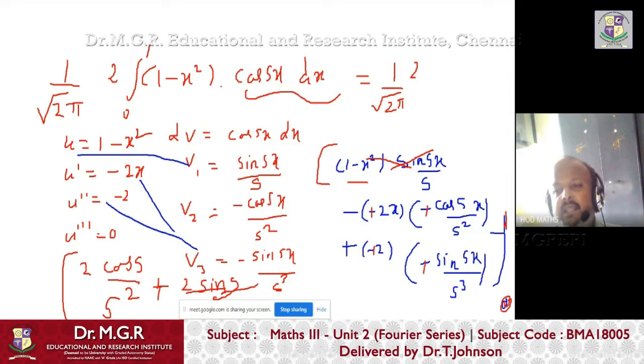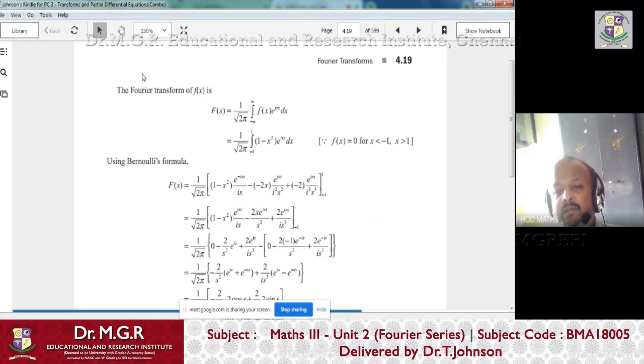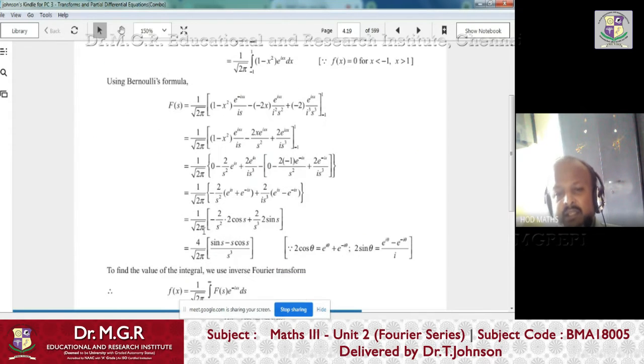Apart from that, we have the constant outside, that is 1 by root 2 into 2. Right? So now you can see sin s by s cube and then cos s by s cube. So the second term is the negative term.